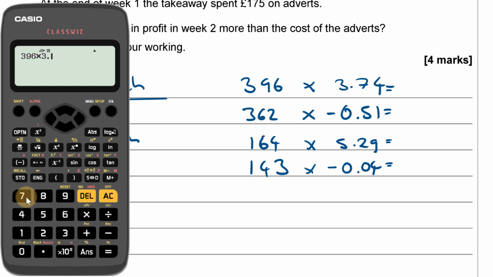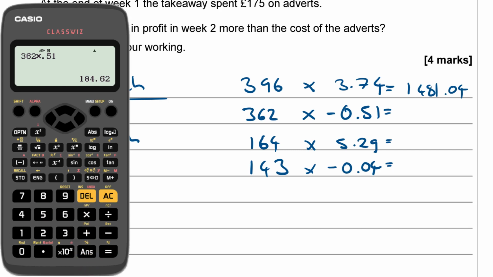396 times 3.74 means we made £1,481 and 4 pence on normal 10-inch pizzas. Then we sold 362 pizzas where we were making a loss of 51 pence per pizza. So how much is that then? 362 times 0.51. That comes up to £184.62.